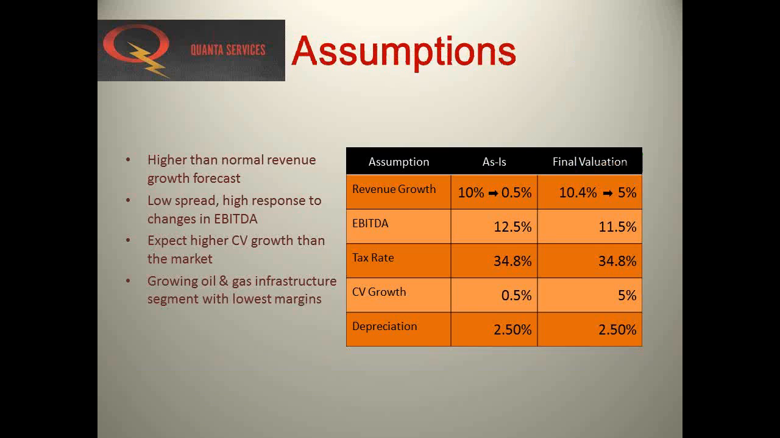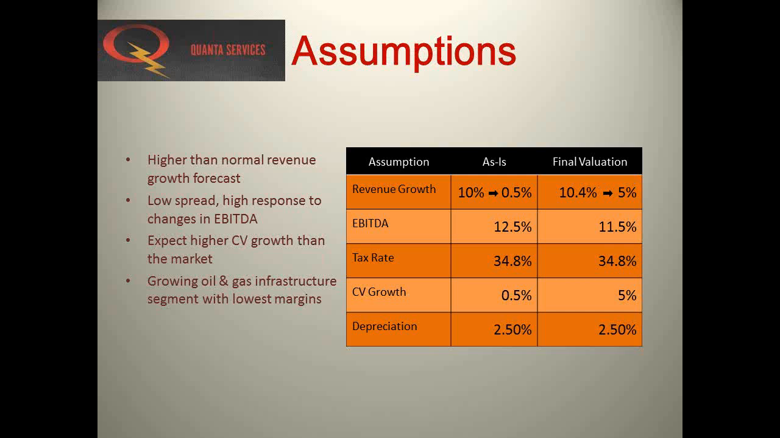Our assumptions for our final valuation are that the market assumes a 10% growth rate, which will taper off to something close to what the electric infrastructure growth rate is forecasted by IBISWorld, 0.5%. We think that our EBITDA is a little bit high. The market thinks it's about 12.5%. We think that Quanta is very sensitive to fluctuations in EBIT margin. And the tax rate we think probably won't change. We didn't see any reason to change it, just like the other groups didn't. Long-term growth, as mentioned, depreciation of 2.5%.